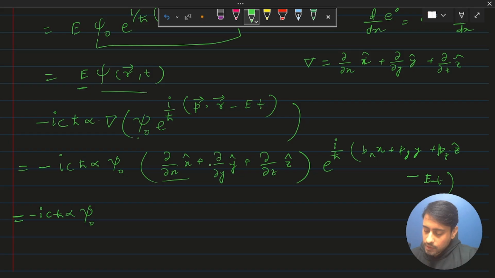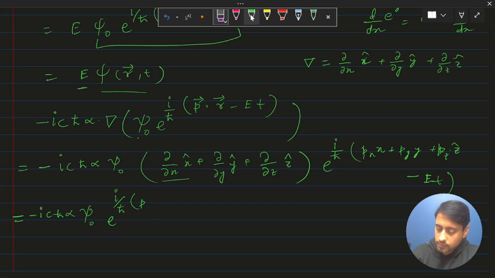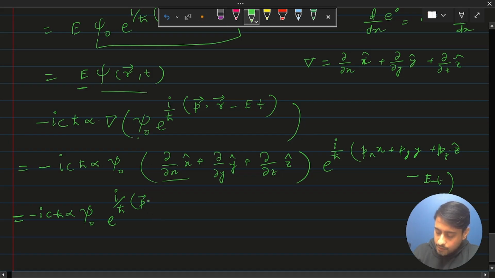So this will be done three times, for the first term, the second term and the third term also, and each time you will get the derivative of the exponential first, so we can take out the exponential, which will be e to the power i over h bar, px, and this time we can write it in the shorthand vector notation, which is p dot r, minus Et. This term is the same as this.